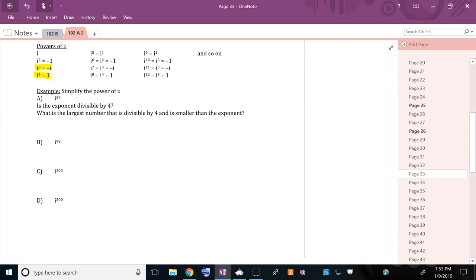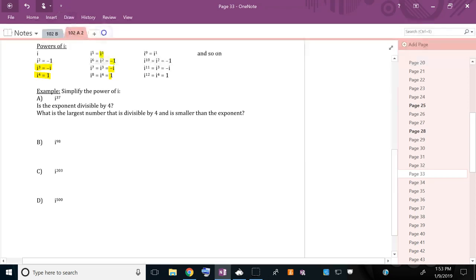Now those 4 options are the only 4 options, and they appear in that same order. So in other words, i to the 5th is the same as i, i to the 6th is the same as i squared, which is -1. i to the 7th is the same as i cubed, which is -i. i to the 8th is the same as i to the 4th, that's +1, and so on. So we have a cycle of 4 options, and again, they all appear in the same order.